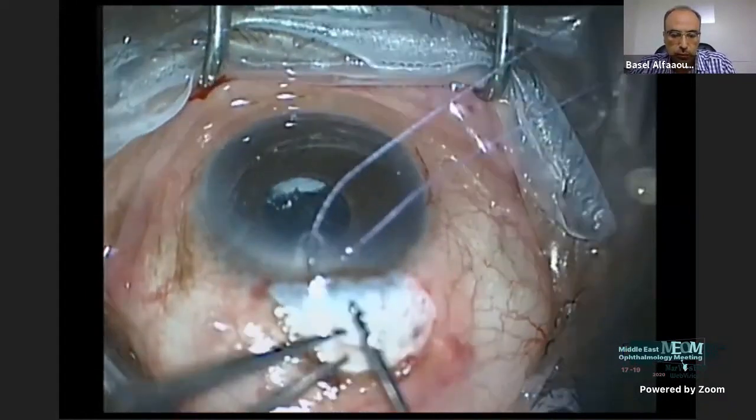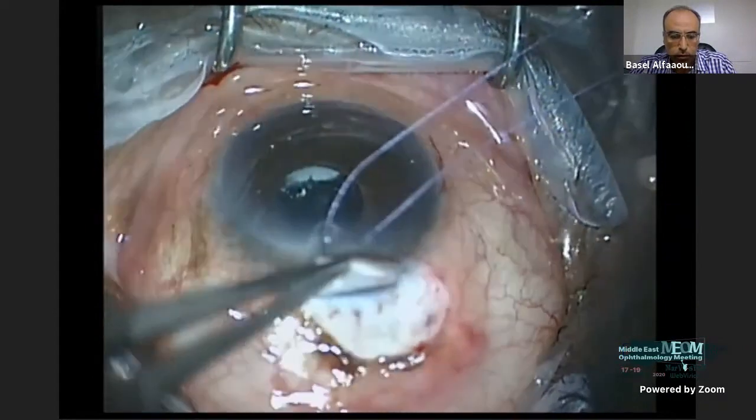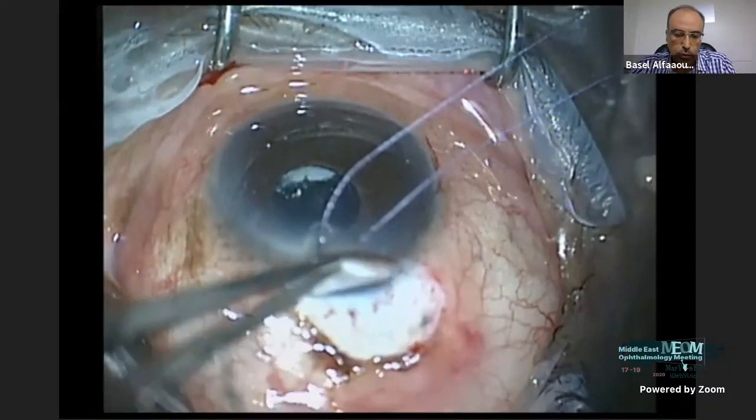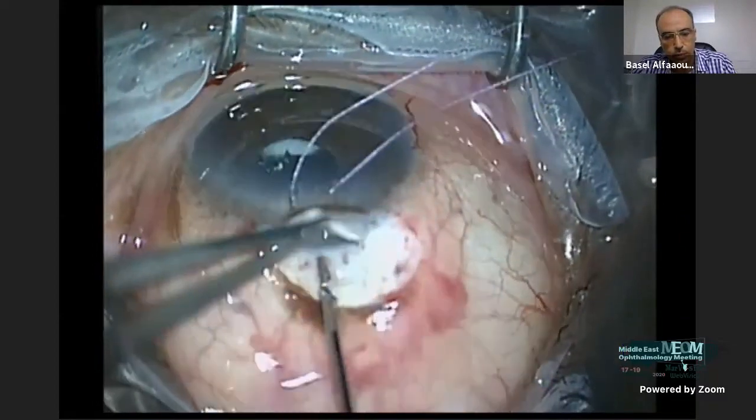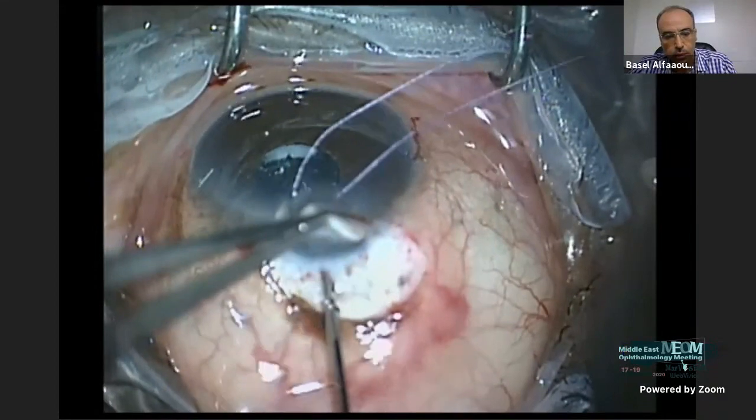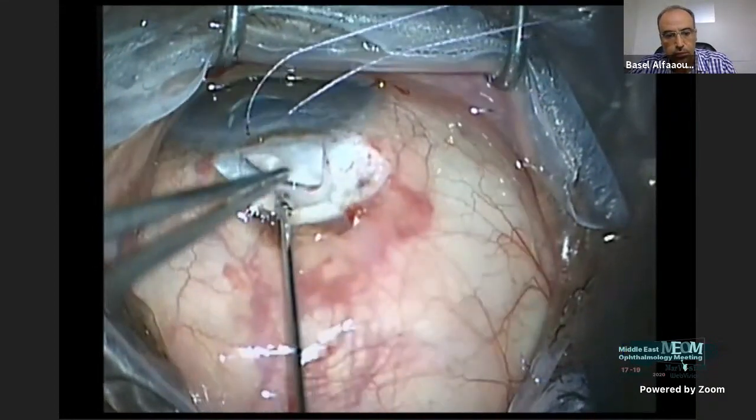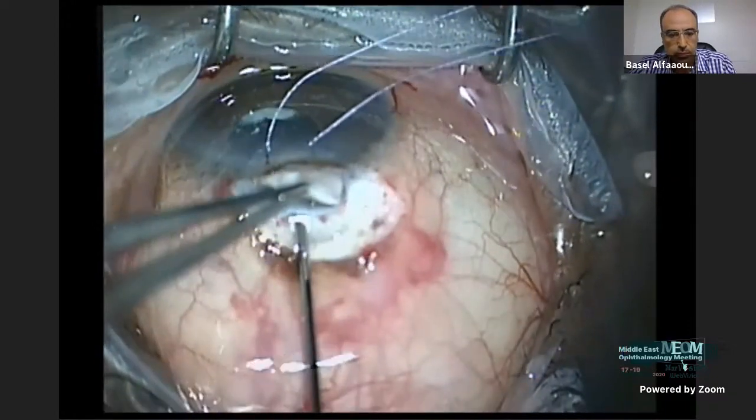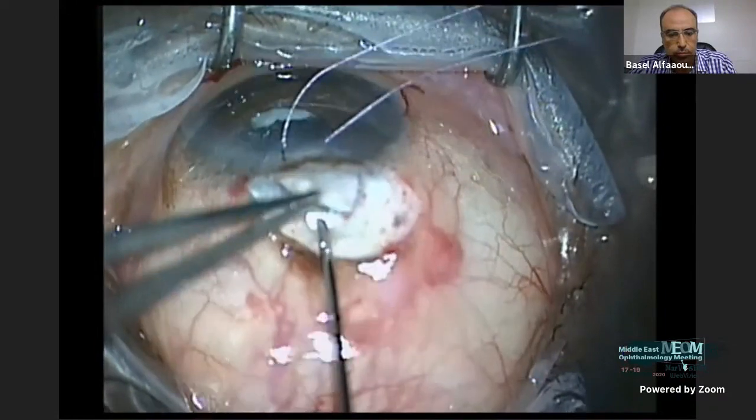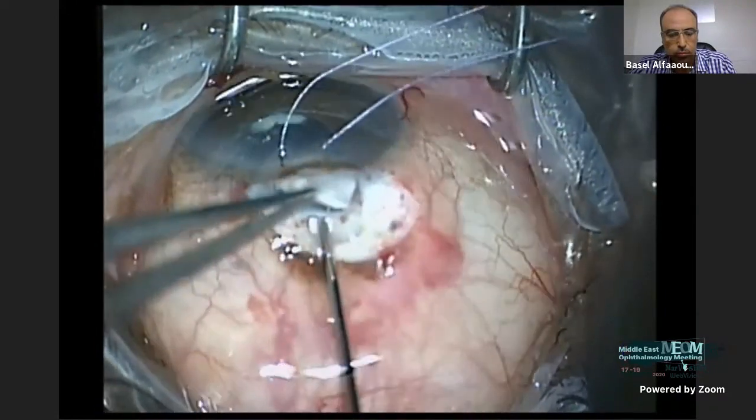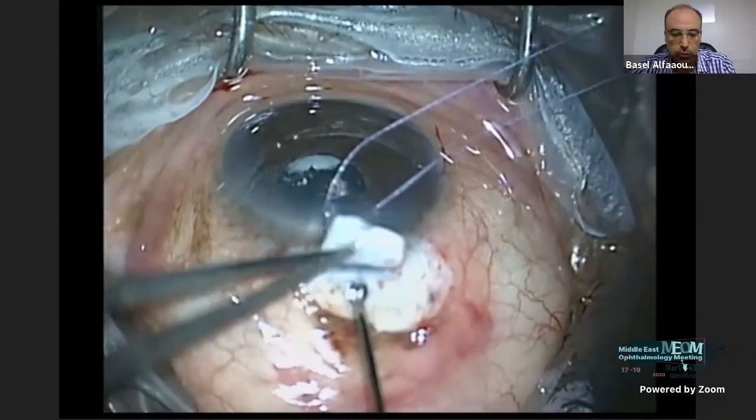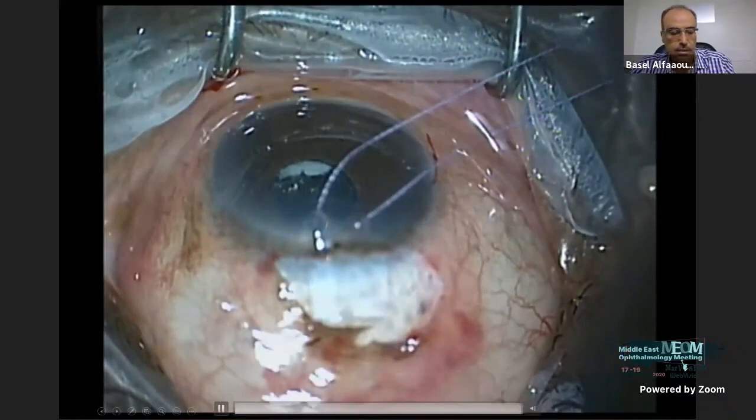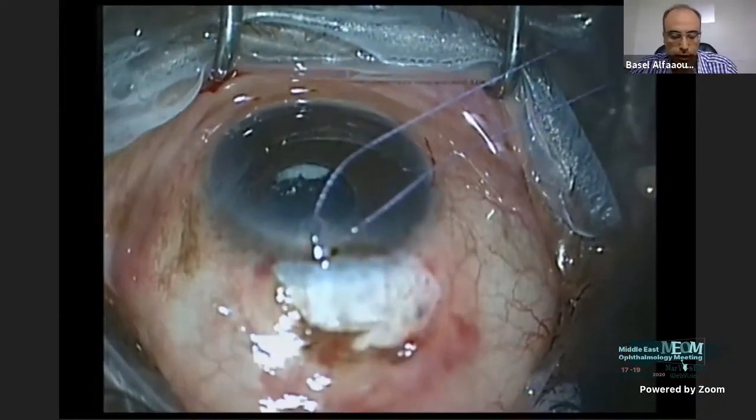This is the implant. It should be inserted horizontally. After that, rotate it 90 degrees. Then we can release the implant from the injector. This is the implant now in the correct site. The rest of the surgery is the same as traditional trabeculectomy, suturing the scleral flap, then the conjunctiva.